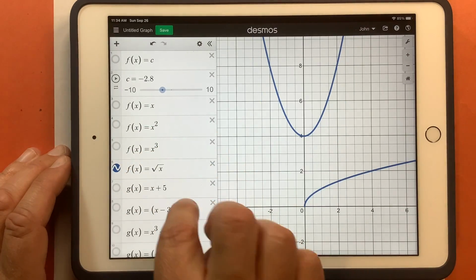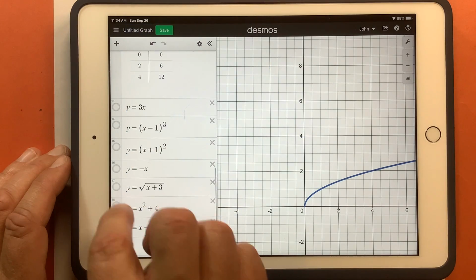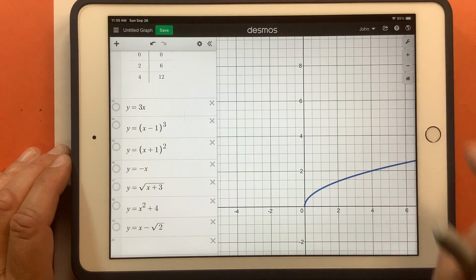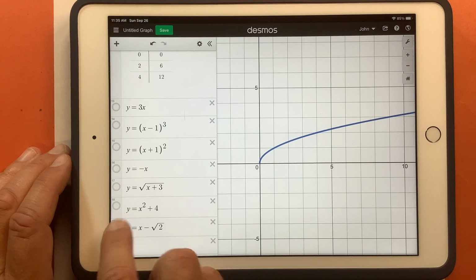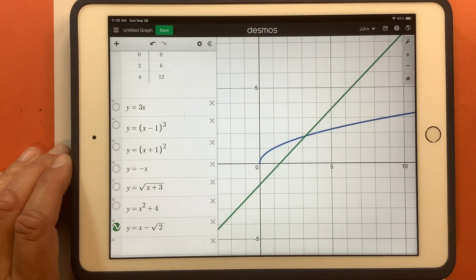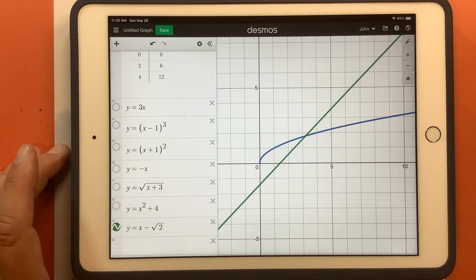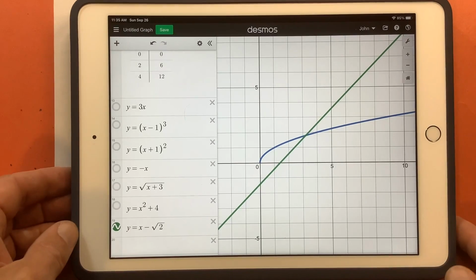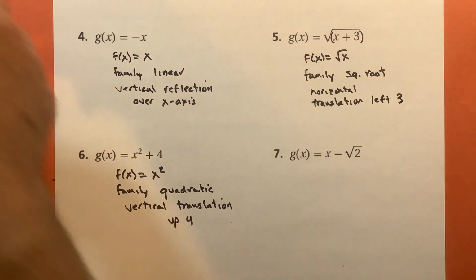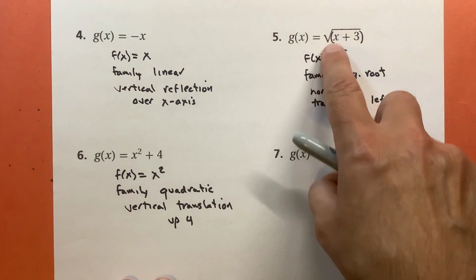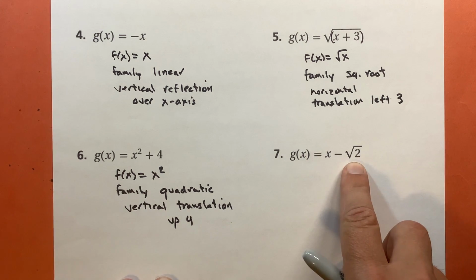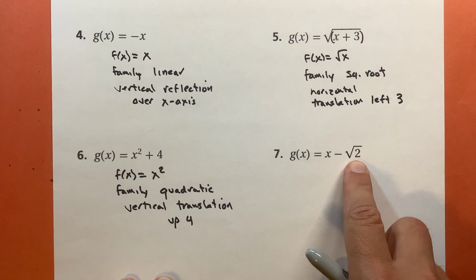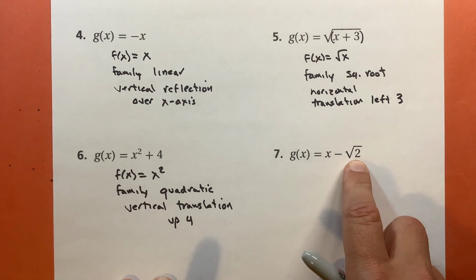Here's what the square root function looks like. So it makes that curve here. What I have is this one: x subtract square root of 2. So this tells me just because you see a square root in it, that does not mean it's a square root function. If the x is under the radical, then yes, square root function. But the x is not under the radical, only the 2 is. This is just x subtract some number. Square root of 2 is constant. It's approximately 1.414.